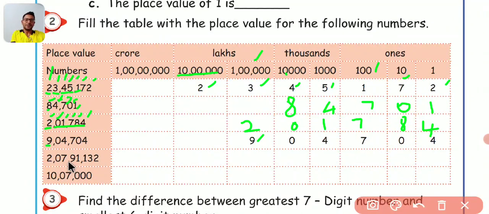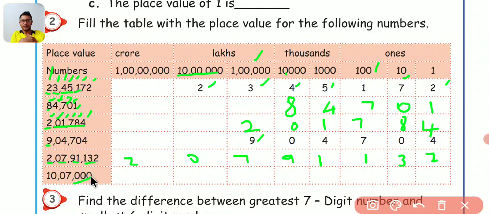04704. Okay. Now you see 2 is in which place? 100, thousands, lakh, crore. So crore. So you have to write 2 here. Then you write the remaining numbers continuously. 07 are lakhs, 91 are thousands, 1, 2, 1, 3. 2 is in ones. Okay, so this is very easy.